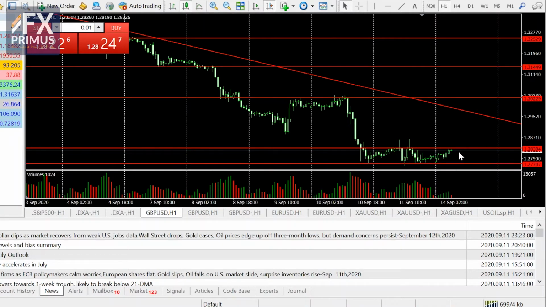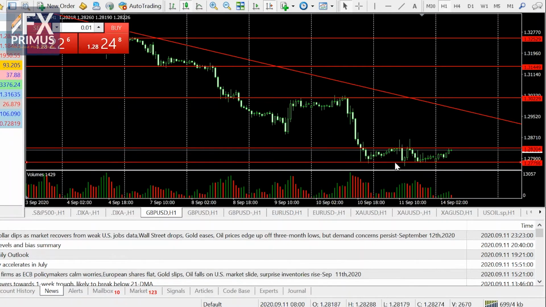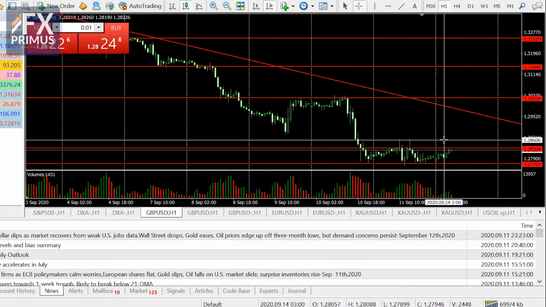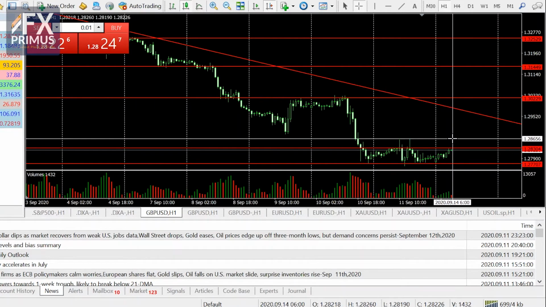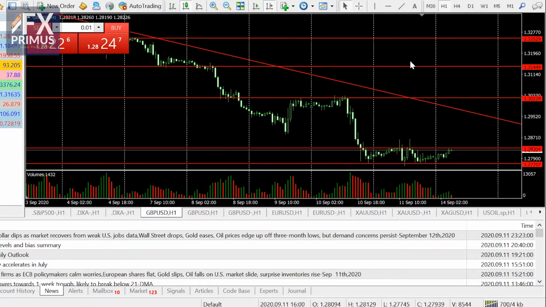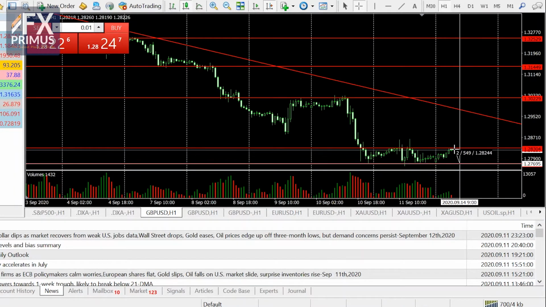Currently it's still a bit quiet, but if this support is anything to go by, we could see the UK pound slowly moving up. The immediate target price would be at 1.2860 levels, which is about 50 pips to the upside, and to the downside we are looking at support levels of 1.2770, which is about 50 pips to the downside. So at the moment, the short-term range is 50 pips to the upside and 50 pips to the downside.